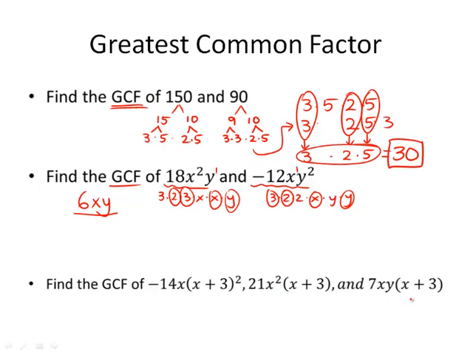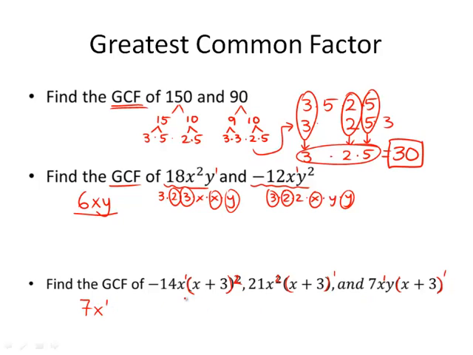So here's an even more complicated one. Notice this bracket x plus 3 is just like one of our variables. Here it's to the power of 2, here it's to the power of 1, here it's to the power of 1. So we're looking for the greatest common factor between 14, 21, and 7, and many of you will agree that 7 is the biggest number that will divide all three of those numbers. The lowest exponent on x is x to the 1, x to the 2, x to the 1. So 1 is the lowest exponent.